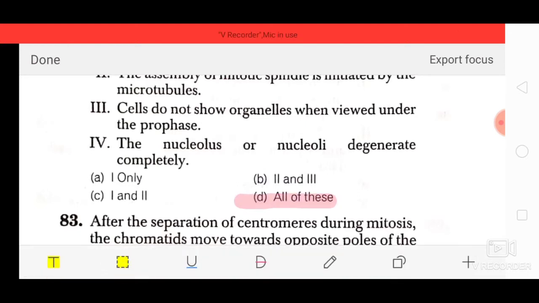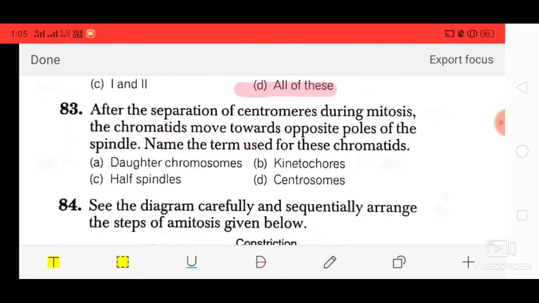Next is after separation of the centromere during mitosis, the chromatids move towards the opposite poles of the spindle. Name the term used for these chromatids. And options are daughter chromosome, kinetochores, half spindles, and centromeres. And the correct answer is daughter chromosome. These chromosomes are known as daughter chromosomes.